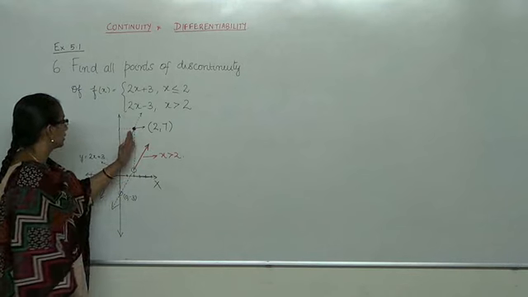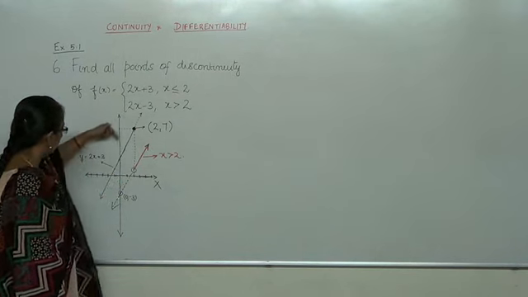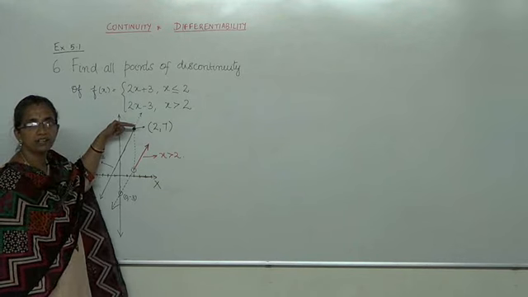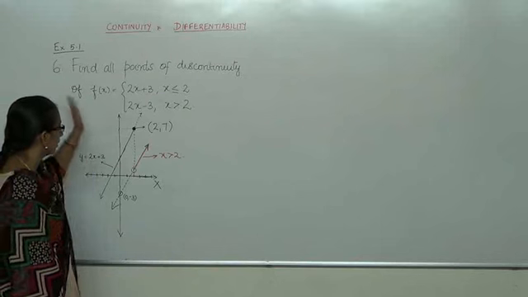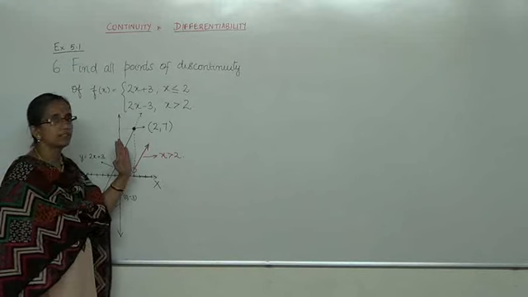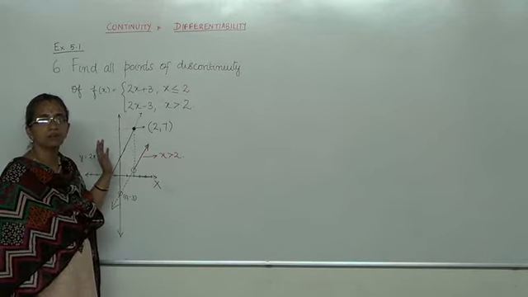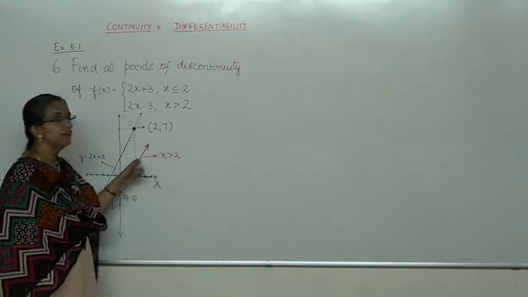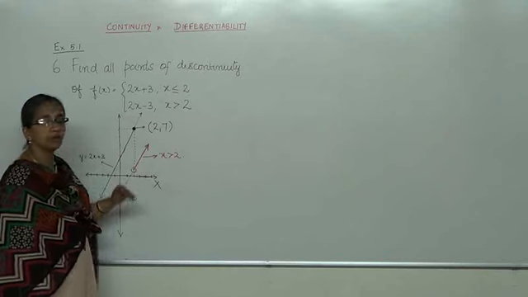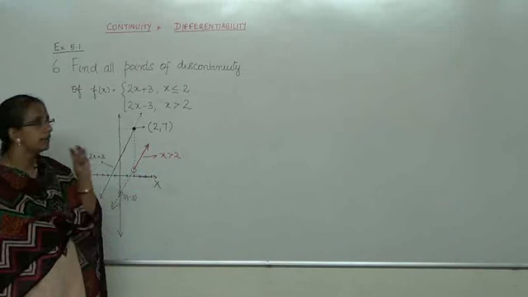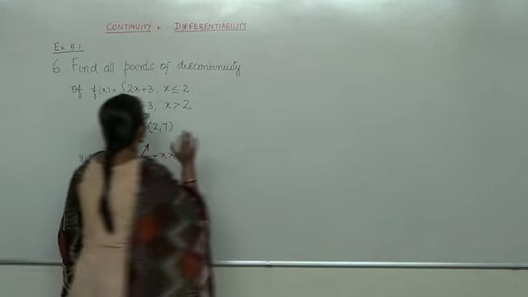So at all other points before x is equal to 2, you can see that the function is a straight line, which is a polynomial function, so it will be continuous everywhere. Similarly, after x is equal to 2, that is for all values of x greater than 2, again it is a straight line, so it will be continuous everywhere. But this we will be showing mathematically by taking 3 cases. Now, what are the 3 cases?